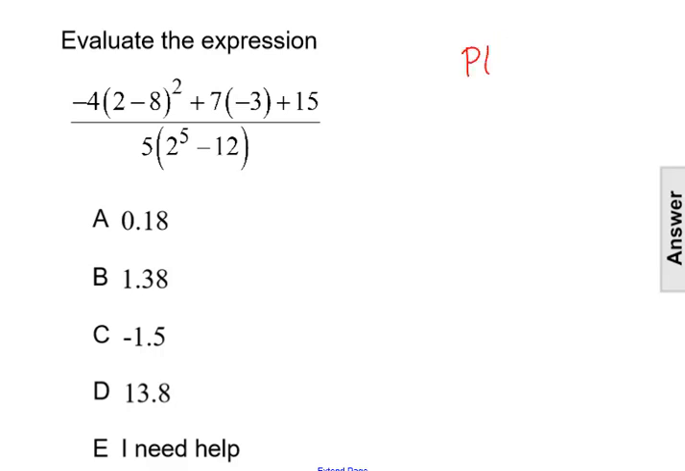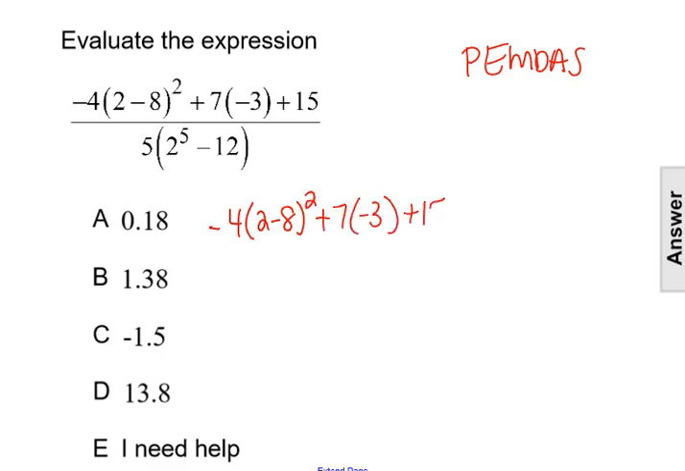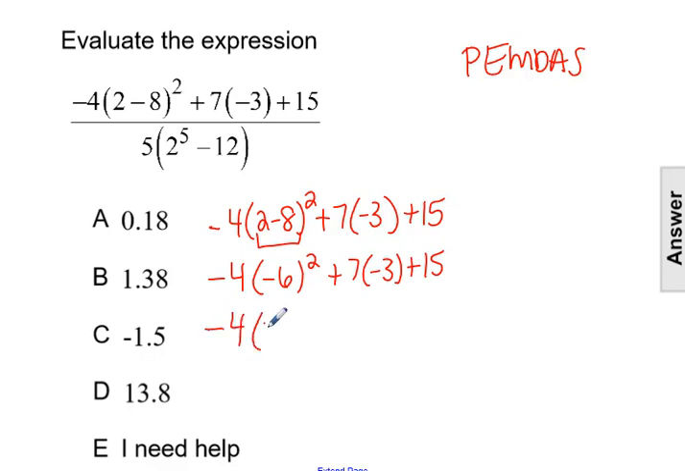We're going to use our same order of operations, PEMDAS, but first on just the numerator. So that will be -4 times 2 minus 8 squared plus 7 times -3 plus 15. Our order of operations says to simplify the 2 minus 8 first to get -6 squared. We then have to evaluate the exponent, so -6 squared is -6 times -6, or 36.